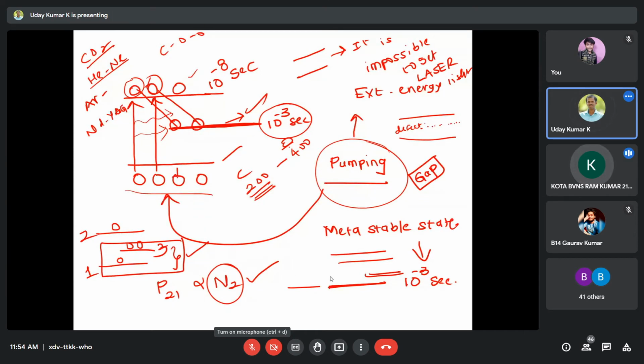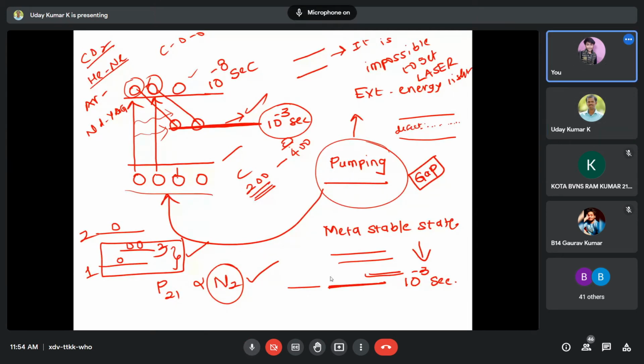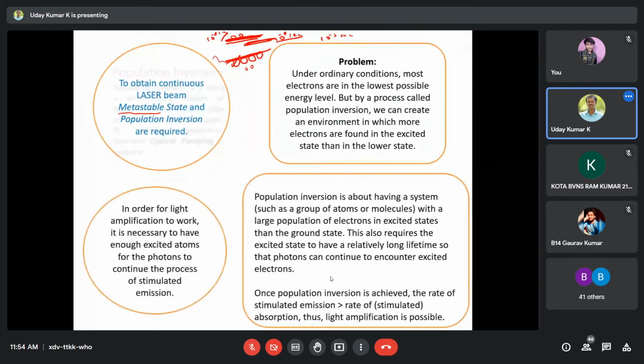All right? Yes, sir. I got it. Okay. So shall I move on? Have you understood this concept of pumping, metastable state, population inversion, all this? All right. Should I move on? Yeah. Okay. All right.